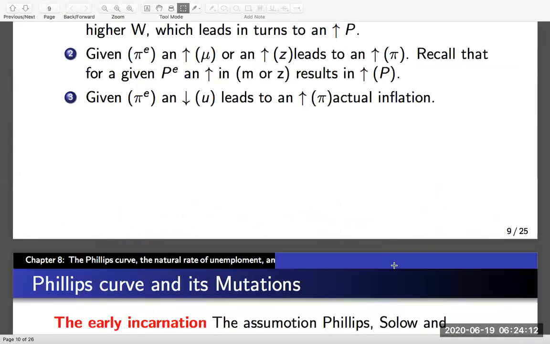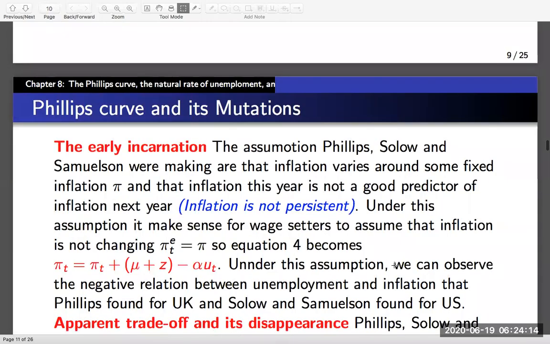Okay, so Phillips curves and their mutation. The earlier incarnation was the assumption Phillips, Solow and Samuelson were making: that inflation varies around some fixed inflation, i.e. today's inflation is not explained by past inflation. Inflation this year is not a good predictor of inflation next year. So inflation is not persistent. That was the assumption, that inflation is not increasing all the time.